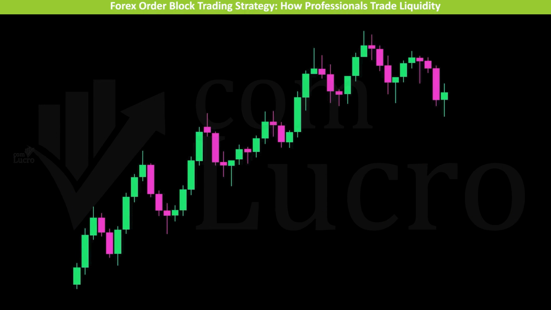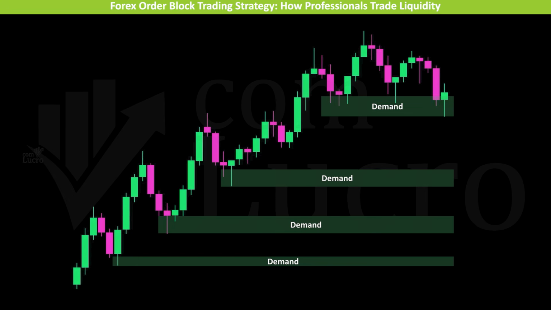Now, let's begin with the basics. What exactly is an order block? Order blocks are essentially refined or optimized supply and demand areas. From basic price action theory, we know that the market always moves in a rhythm of impulsive and corrective waves, shaped by the collective behavior of market participants.